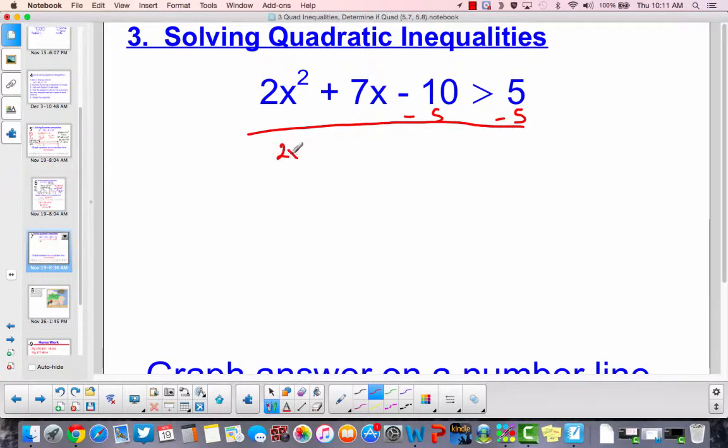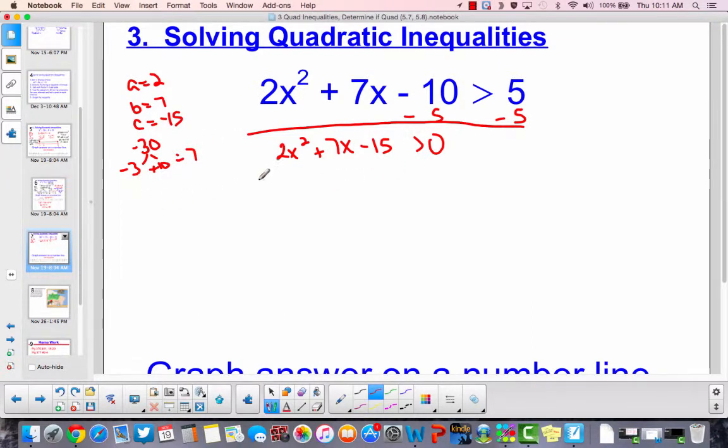So you get 2x squared plus 7x minus 15. Make sure you're subtracting, greater than 0. So A is 2, B is 7, C is negative 15. I need something that multiplies to give me negative 30 and adds to give me 7. Well, how about negative 3 and positive 10?